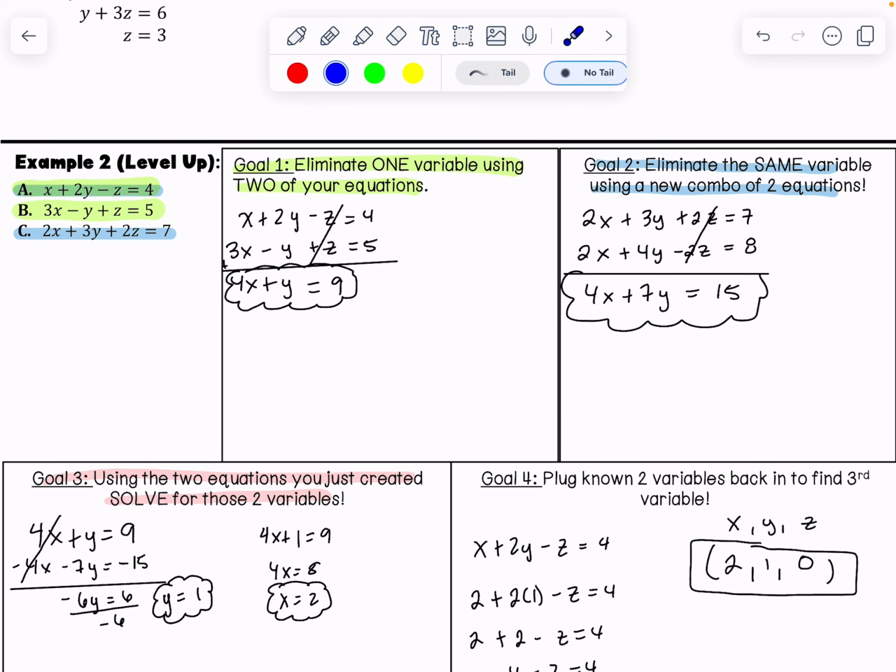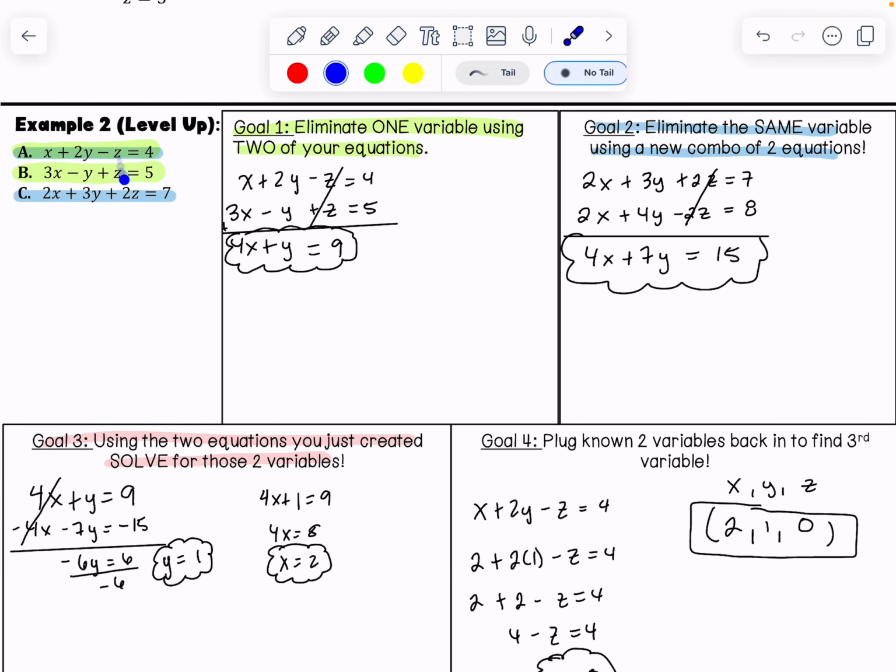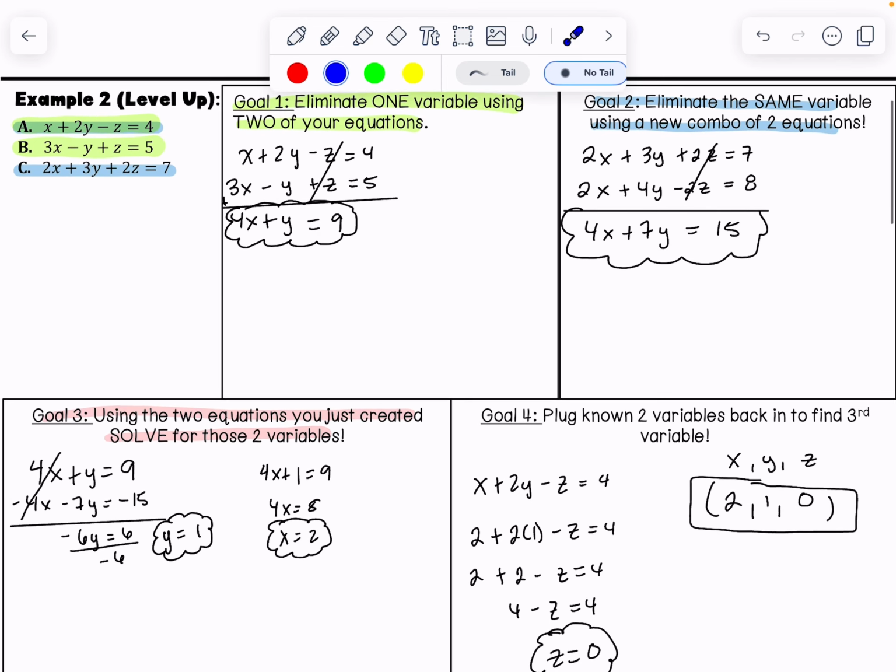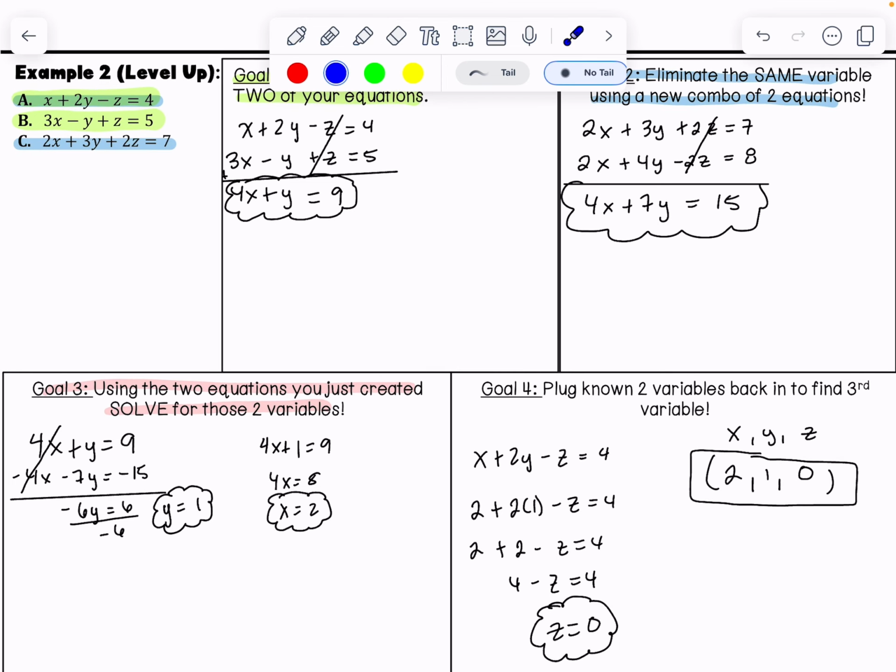So once again, the overarching goal is to choose a combination of equations to eliminate a variable. Choose a different combination of equations to eliminate that same variable. Once you have your two variable system, go ahead and solve for the two that you know. Plug them back into an original one to get your third variable. And there you have it. That is how we can solve a three variable system.